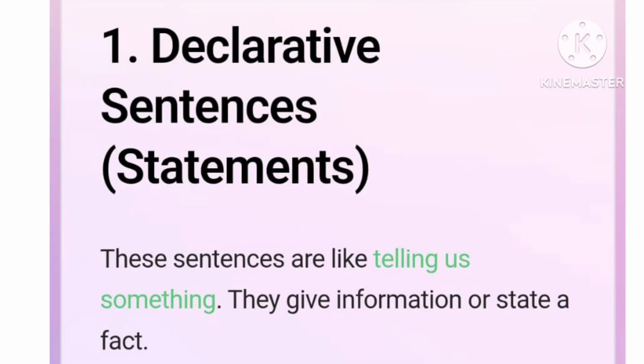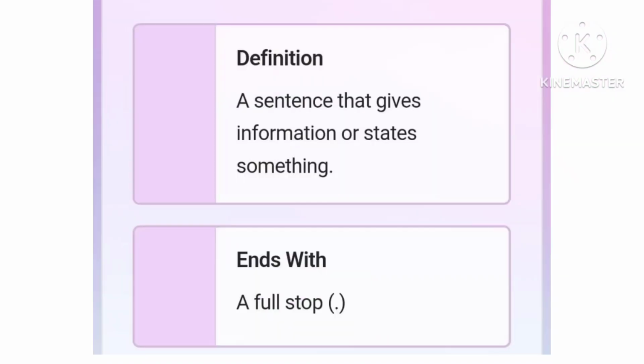Now move forward. The first type of sentence is a declarative sentence. It is also called a statement. These sentences are like telling us something. They give information or state a fact. So what is the definition of a declarative sentence? A sentence that gives information or states something is called a declarative sentence. How do we identify the declarative sentence? There is a trick. It ends with a full stop.